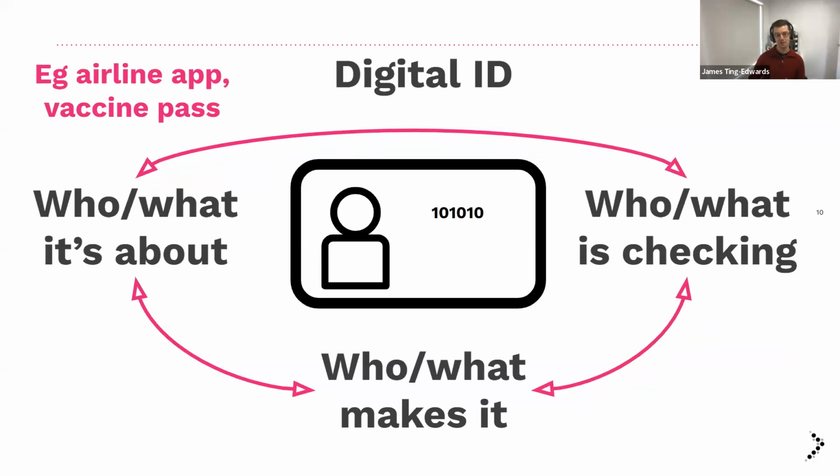And instead of it being a static document that's capturing details about a person, it's quite hard to update a passport or a driver's license. We do it about every 10 years. It could be quite focused and targeted. And so it's who or what it's about. It could be a particular fact about someone, and who or what is checking, because it could be an automated system that is using the ID. And then the same thing, who or what makes it.